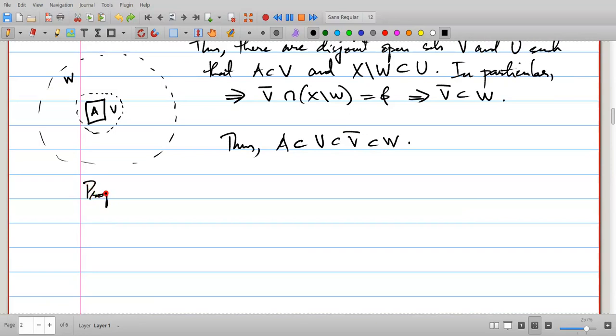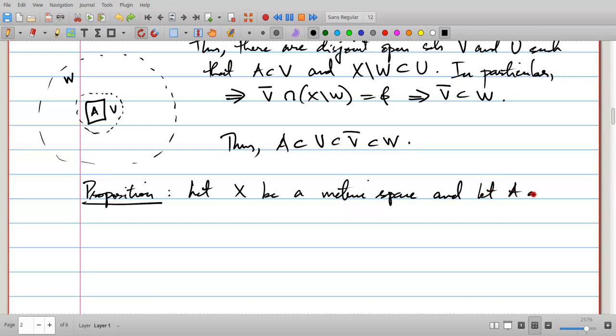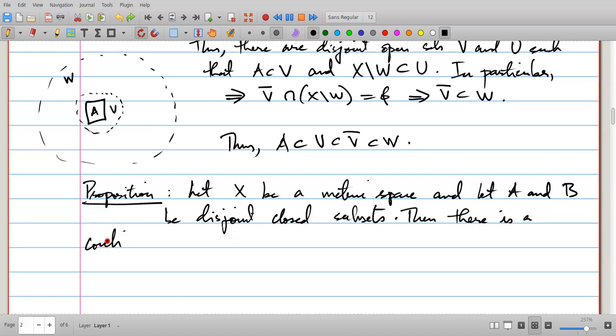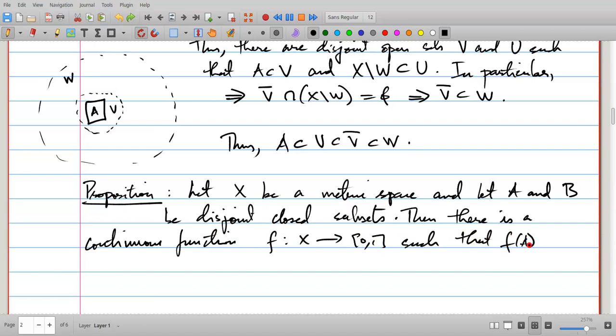So proposition. What do we mean by a continuous function that separates two sets? Let X be a metric space. In this proposition, we will see a simple example. Let A and B be disjoint closed subsets. Then there is a continuous function f from X to [0, 1] such that f of A is equal to 0 and f of B is equal to 1.